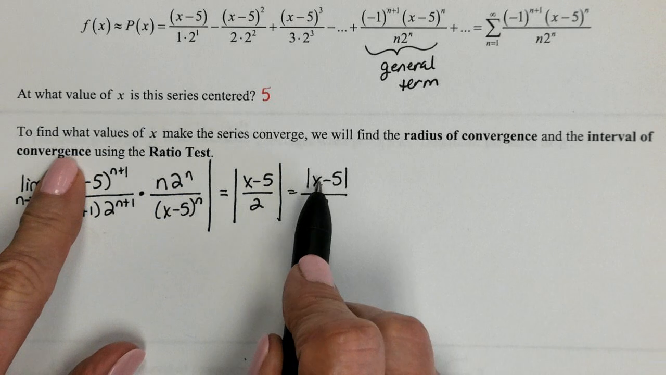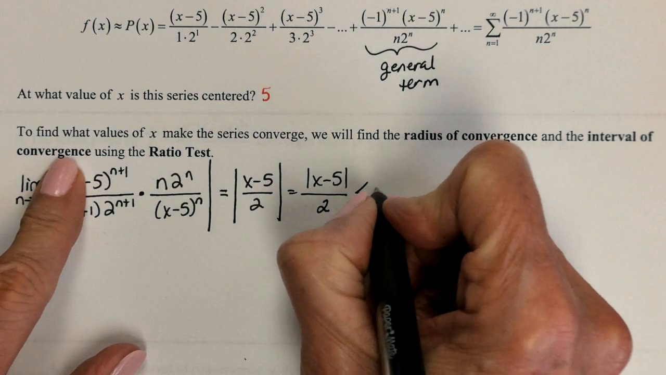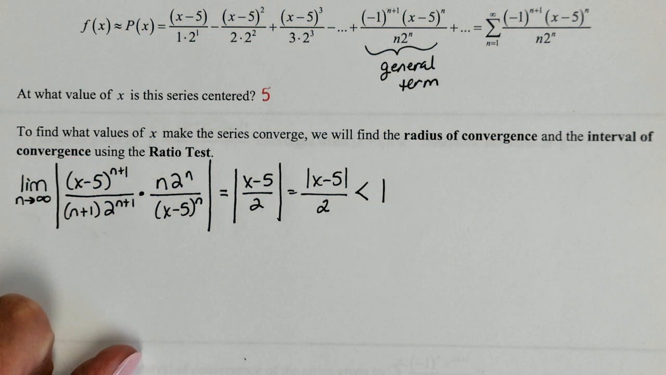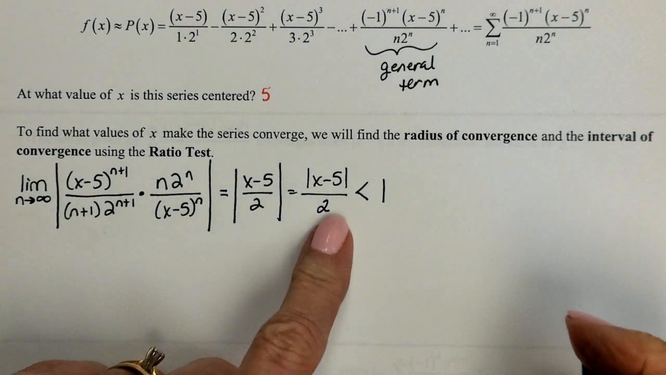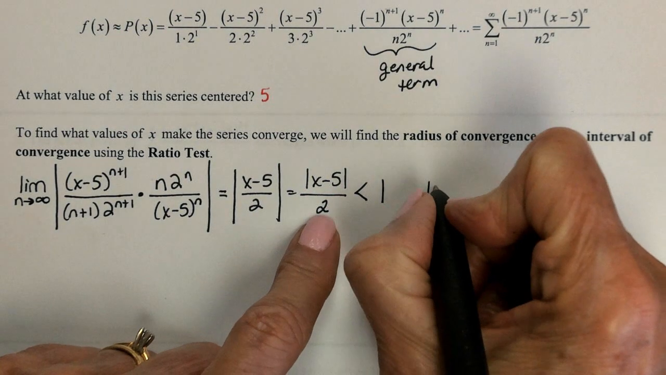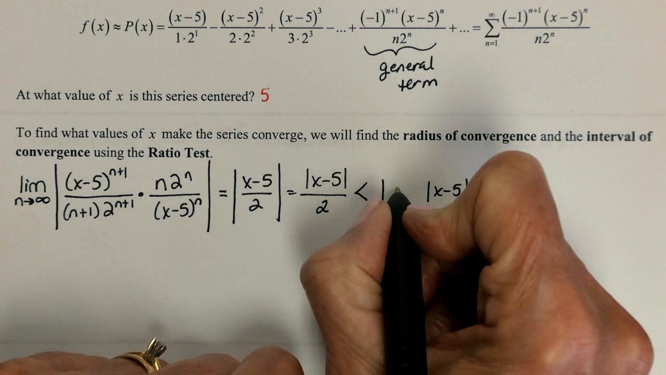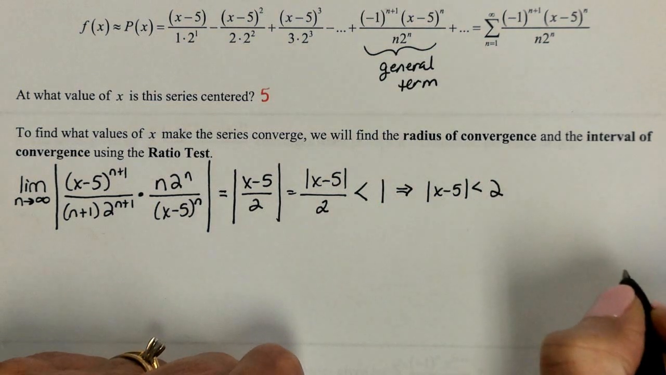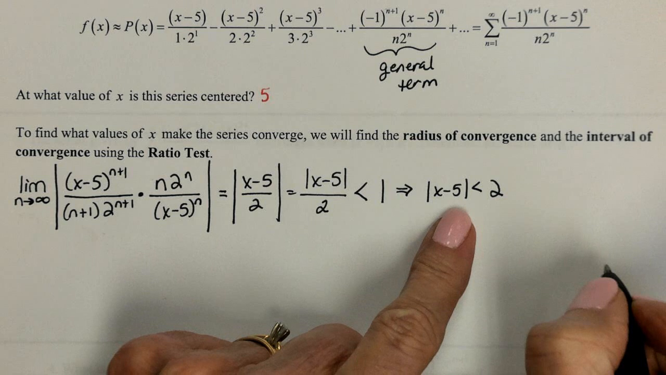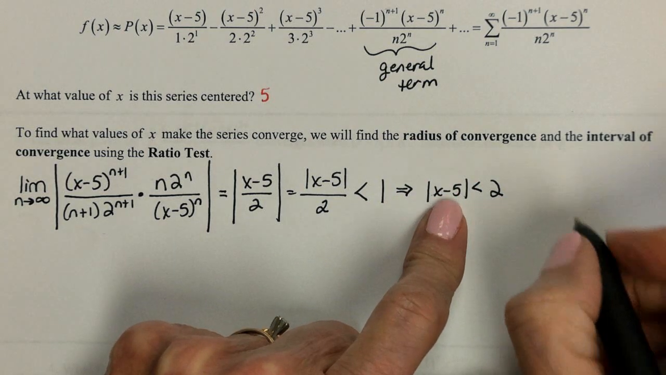We want the radius and interval of convergence. We need to know what values of x make this thing less than 1. So we will set it less than 1. Since we have a fraction less than 1, I'm going to multiply both sides by 2, and we get that. Look what we have here: the absolute value of x minus 5 is less than 2.